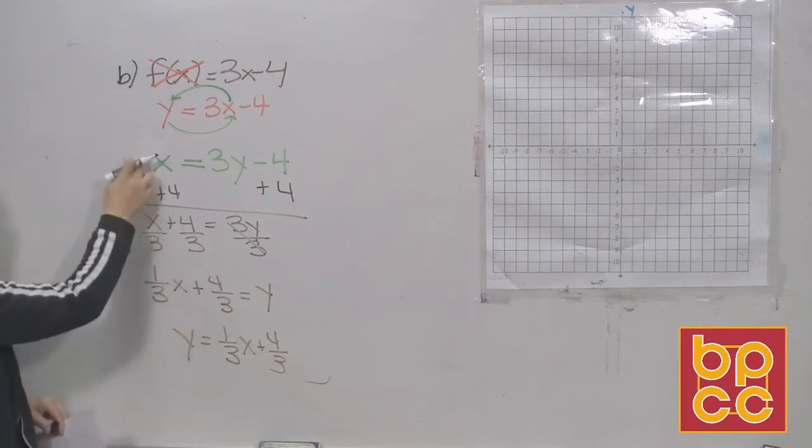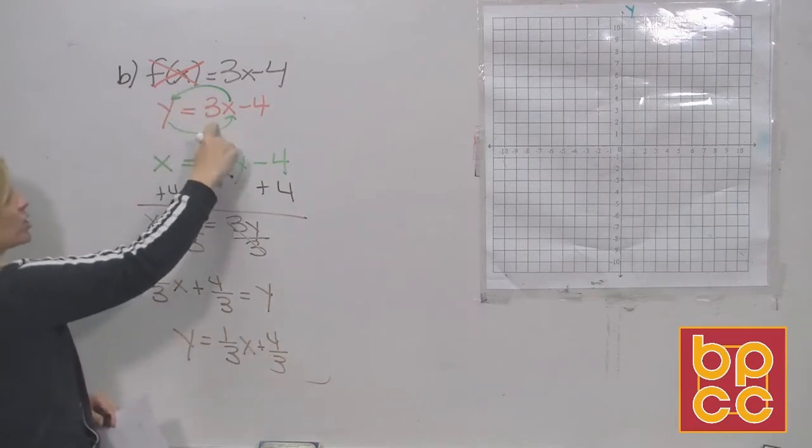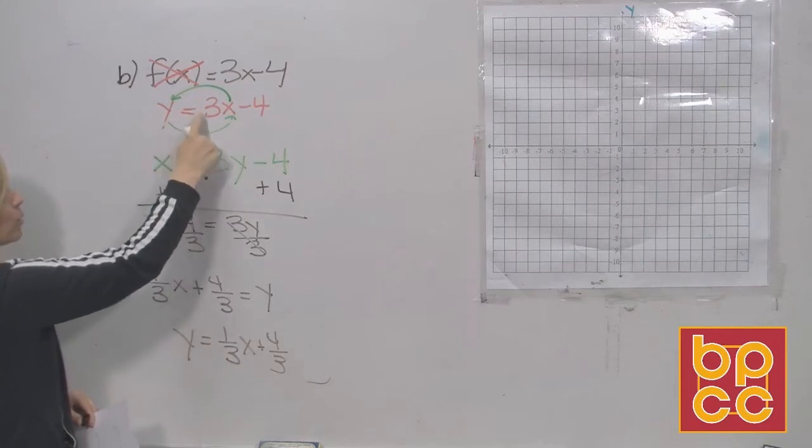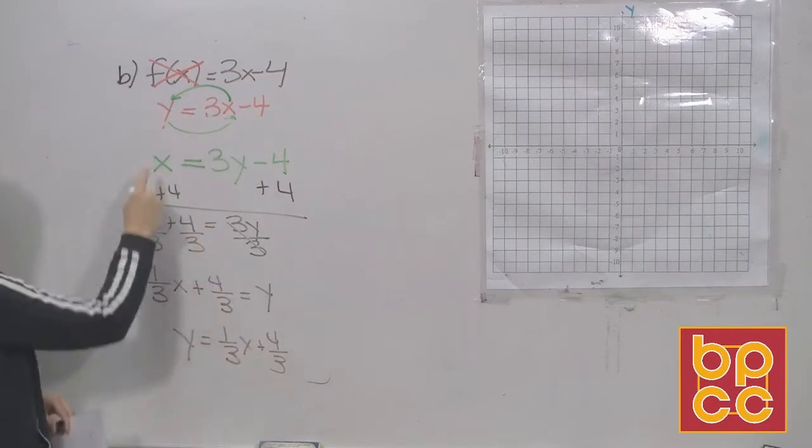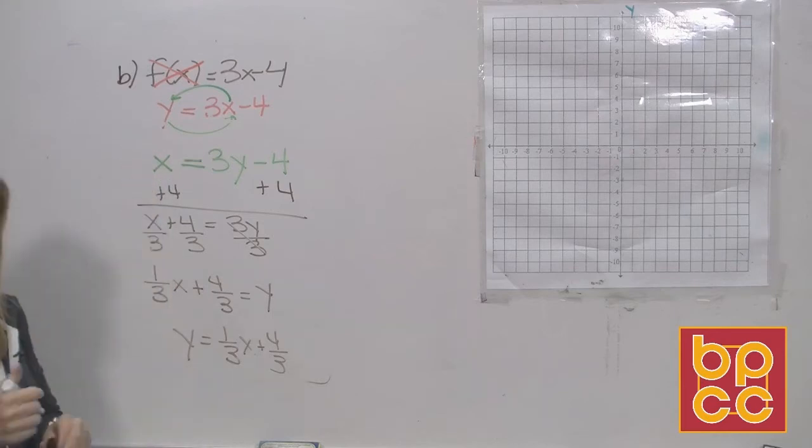That equation is not like the original equation. Everybody look at the original: y equals 3x minus 4. Now look at this equation: 1/3 x plus 4/3. It's not the same. They are inverses of each other.